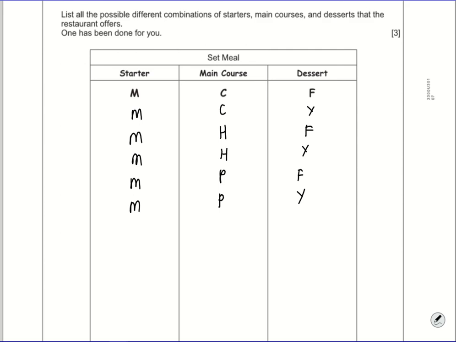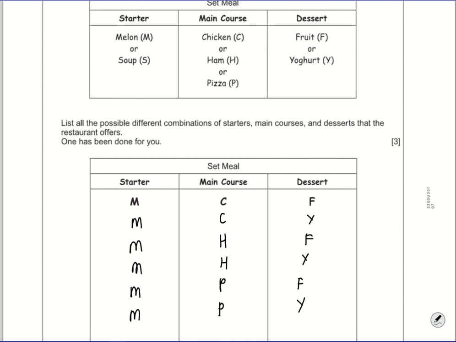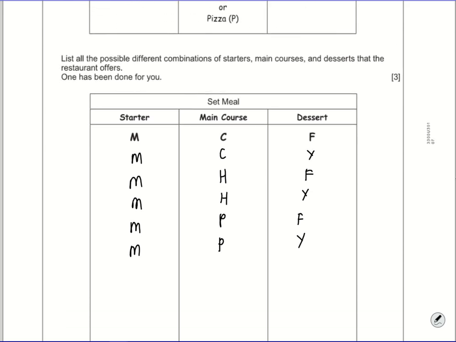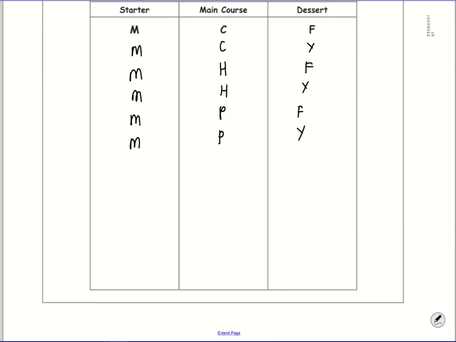And then all you've got to do then is change the starter to soup and repeat everything you've already done. Okay, because we haven't changed the starter column yet. So we've got 2 with chicken, 2 with ham, and 2 with pizza, and then it goes fruit, yogurt, fruit, yogurt, fruit, and yogurt. So 12 combinations altogether, 11 that you have to find.